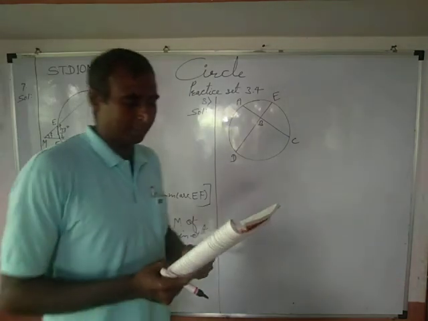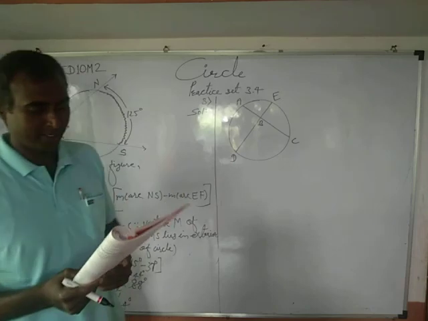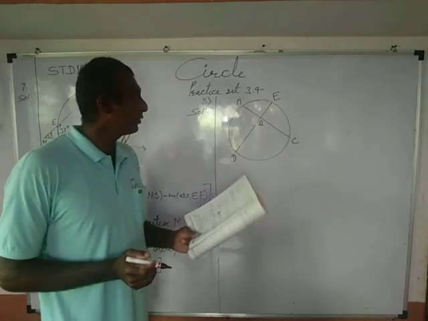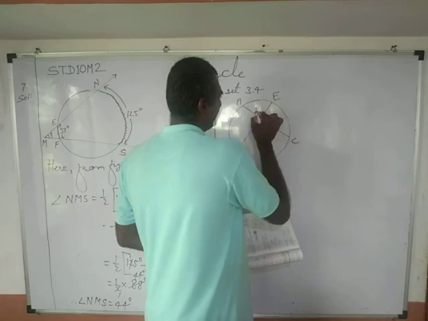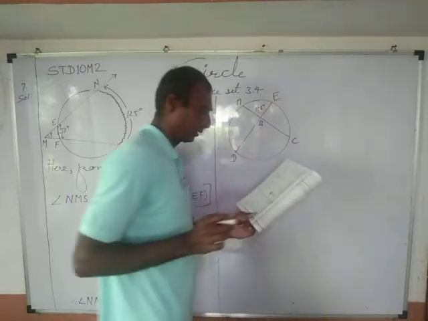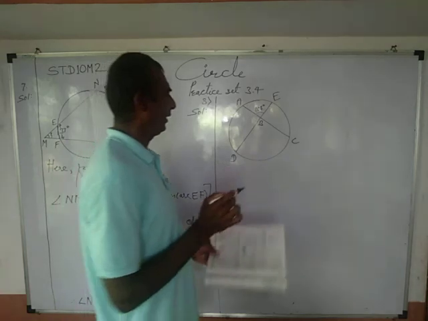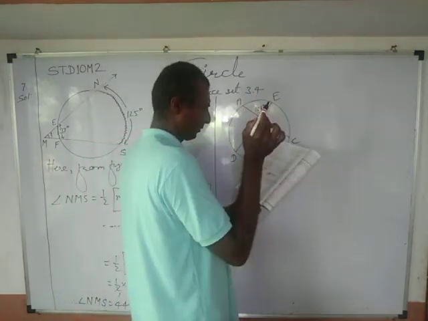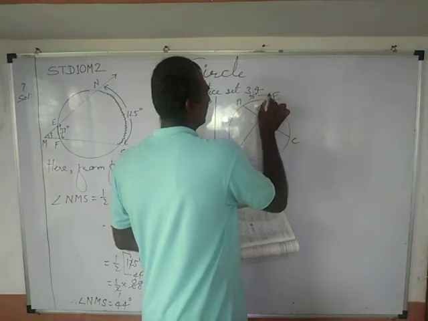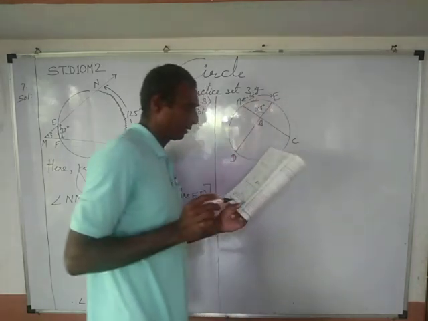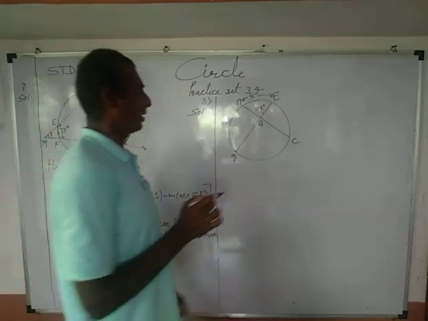Question 8. In the figure, chords AC and DE intersect at B. If angle ABE equals 108 degree, measure of arc AE equals 95 degree. Find measure of arc DC.